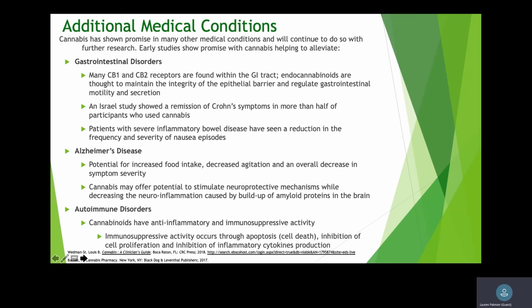So additional medical conditions that we have seen some promise with medical cannabis use would be gastrointestinal disorders. As we saw in that image earlier in the presentation, there were a lot of CB2 receptors collecting in the GI tract area. Endocannabinoids are thought to maintain the integrity of the epithelial barrier and regulate gastrointestinal motility and secretion.